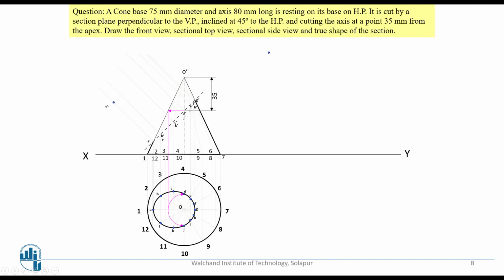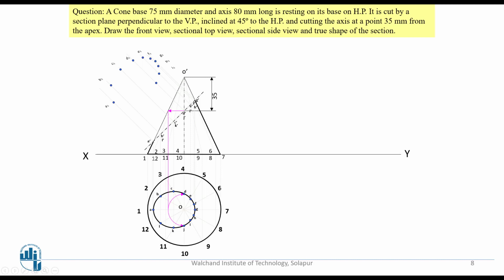Now we are going for the true shape. Once again, for the true shape, if you want to transfer the B point, the B projector is here, it is cutting here; you measure this distance, keep the compass here, then you cut it here. This is the B point. The A point is here, it is going to cut here, this point. Measure this distance, keep the compass here, then you cut this one. This is A and this is B. Like this you have to transfer all the points.